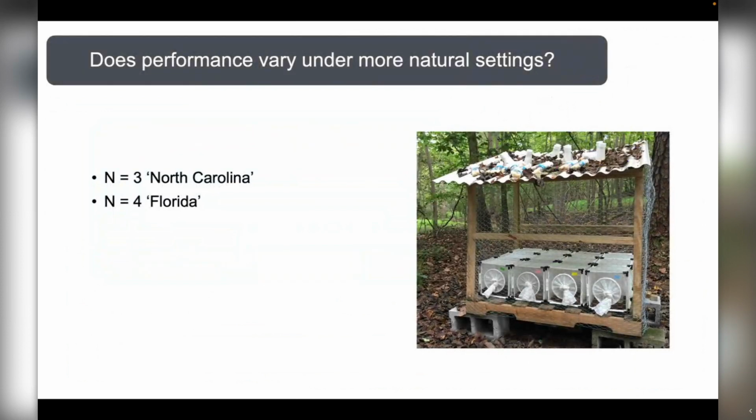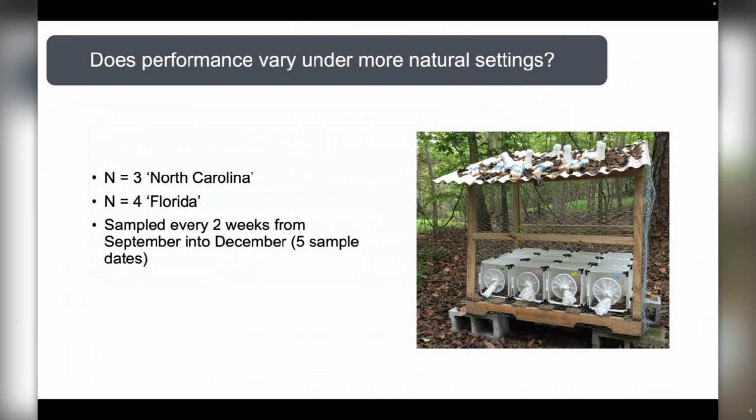But what we wanted to do next was look at this under more natural conditions. So we conducted a small common garden experiment where we set up population cages, 3 with individuals founded from North Carolina and 4 with individuals founded from Florida. This was run in North Carolina. So North Carolina is the local genotype or local population.